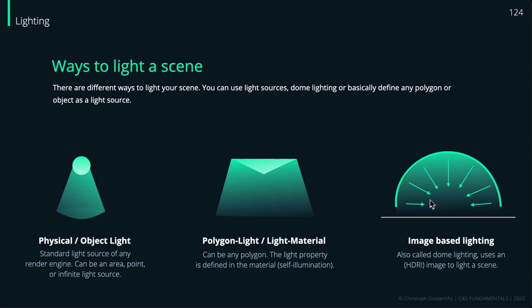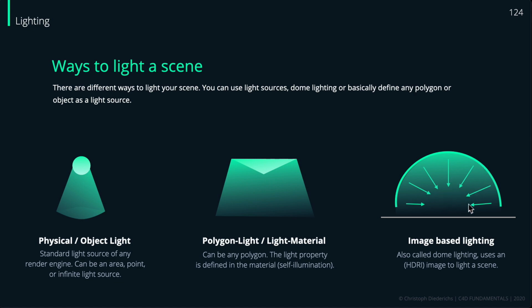Then third but not least, we have image-based lighting, or also called dome lighting or HDRI lighting. And this means that we use a dome. This can be like a 180-degree dome or a 360-degree dome, which goes all around your scene. And we place a texture or an image on this kind of dome, and then we use the image information to shine light into our scene.